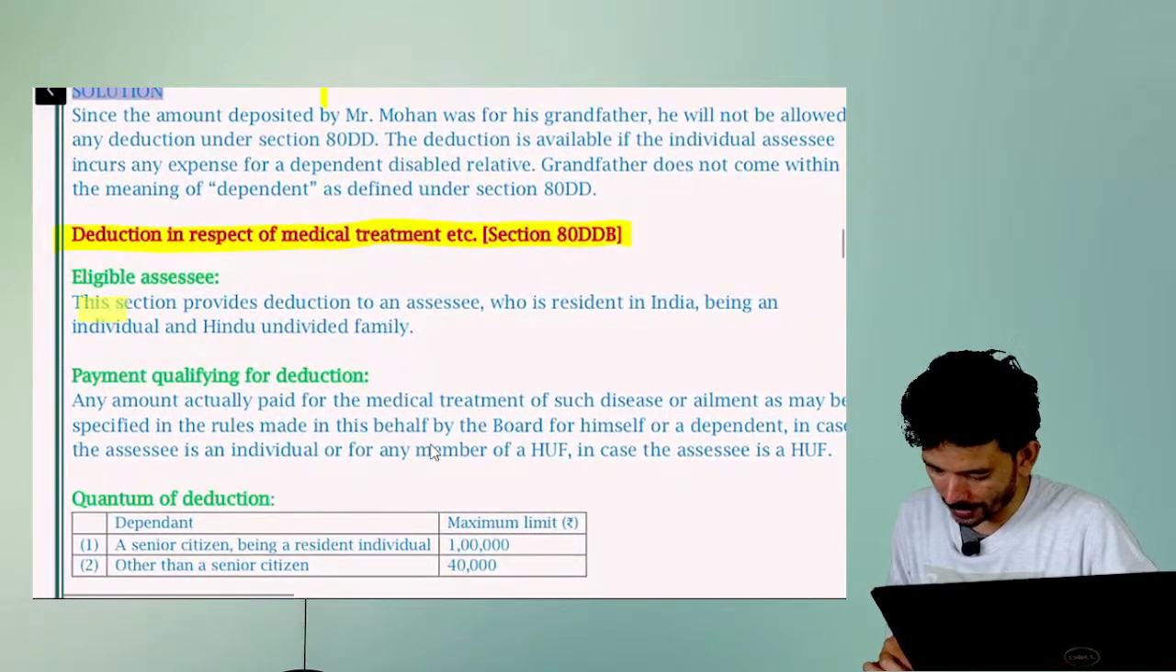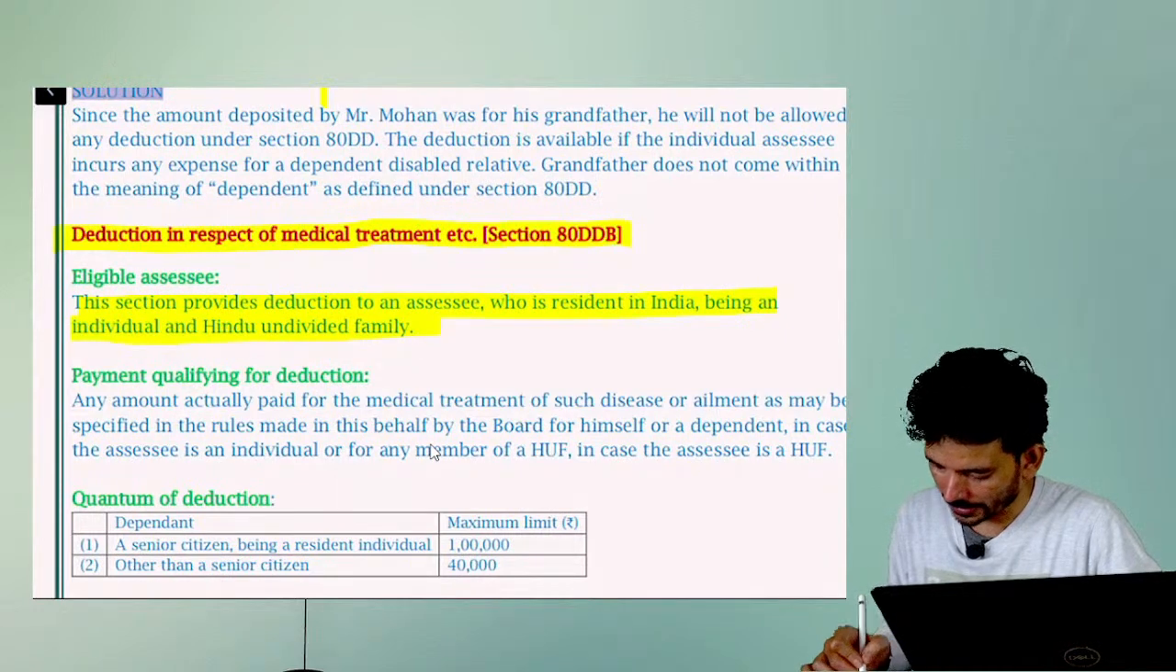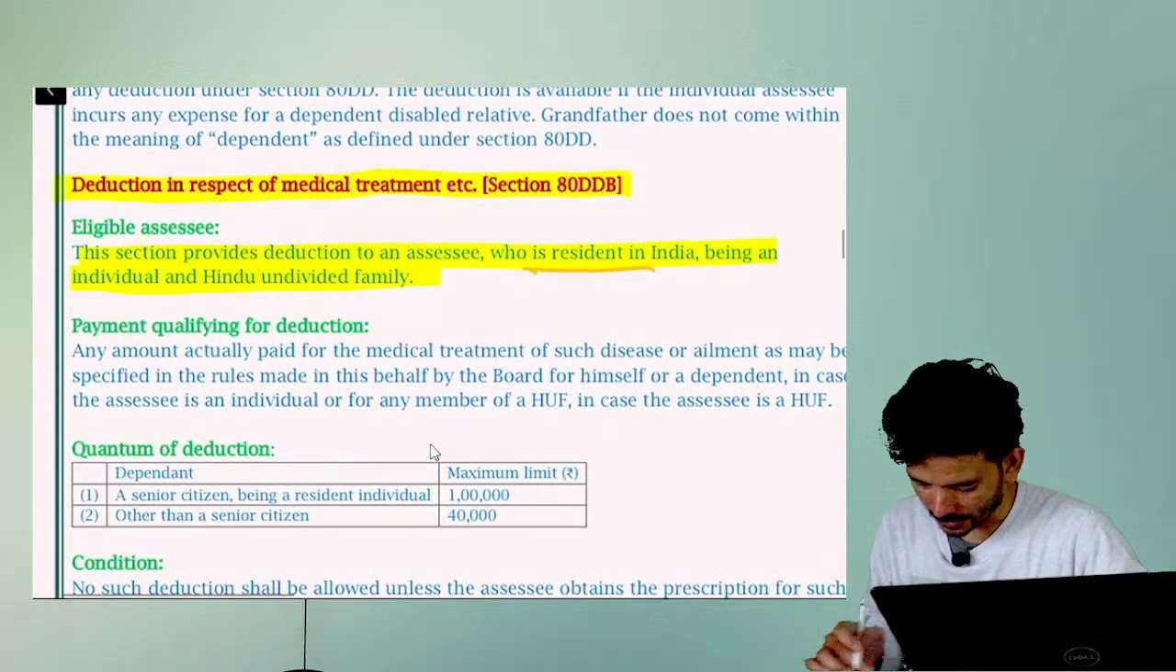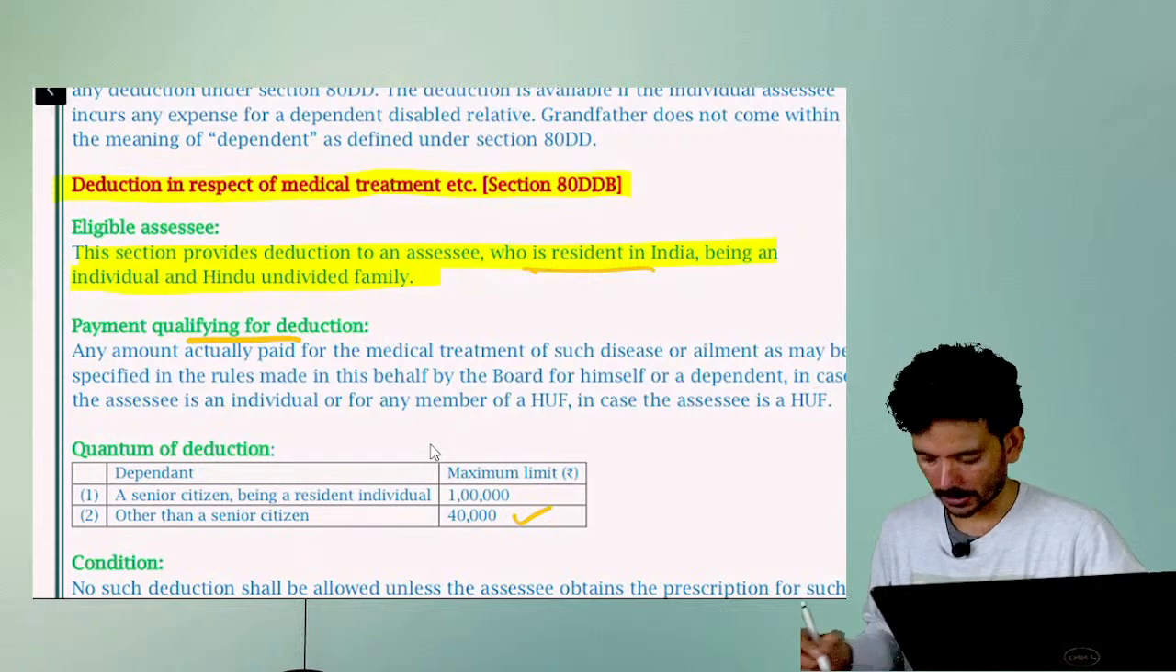This section provides deductions to an assessee who is resident in India, being an individual or HUF. Again, this is for residents. We will only give it to Indians. And the qualifying amount is, if it's a normal person, 40,000. If it's specified diseases, we need not mug up.